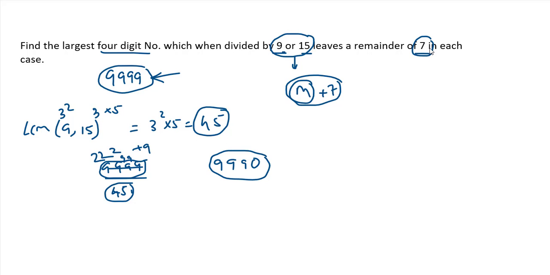Now we want a remainder of 7. So we'll simply add this remainder 7. We'll get the number as 9997. This is the largest 4-digit number which when divided by 9 or 15 will leave a remainder of 7.